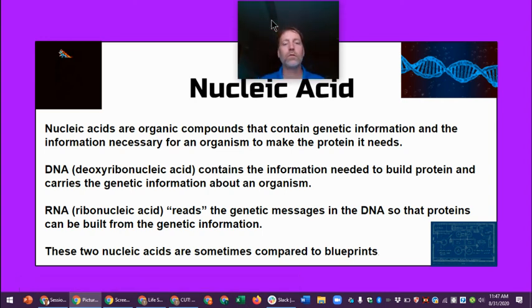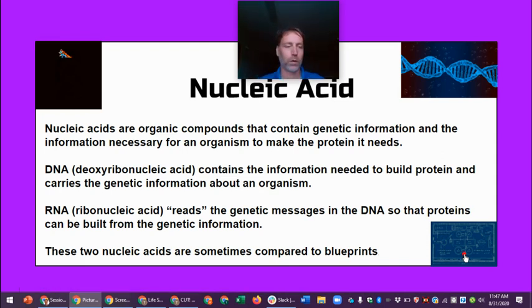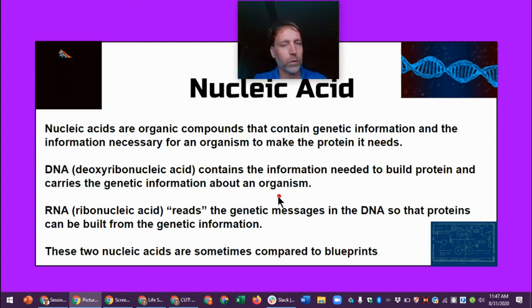So these two types of nucleic acids are sometimes called the blueprint. A blueprint is the instructions for an organism, whether it be us, whether it be a dog, whether it be a squirrel, or whether it be a worm or a simple celled organism. DNA and RNA are used. Now, we're going to talk more specifically about DNA and RNA in our next unit, but I just want to introduce you to these 5 different organic compounds.